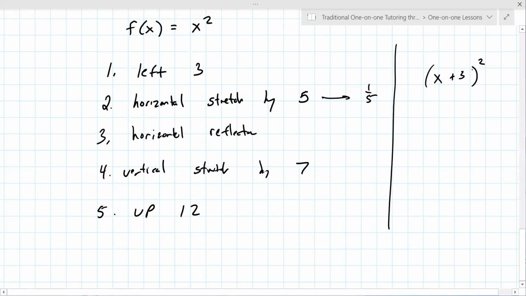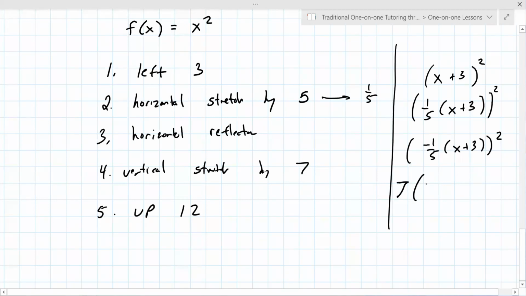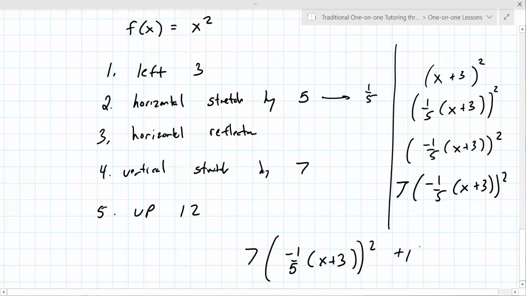I'm sorry. The left 3 is x plus 3 squared. The horizontal stretch by 5 goes inside the parentheses before you square. The horizontal reflection is the negative inside parentheses. And then the vertical stretch by 5, that one is as is. So you just put that number out there on the outside. Okay. And then the up 12 is that last little piece: negative 1/5 x plus 3, plus 12.